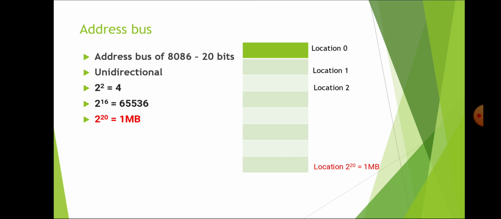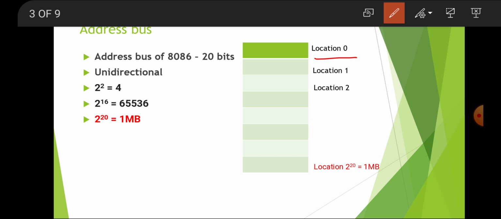Now the address bus. In the 8086 microprocessor, the address is 20 bits, which means 20 bits can be carried on the address bus. So there are locations 0, 1, 2 up to 2 raised to 20, which is almost 1 MB of memory size.